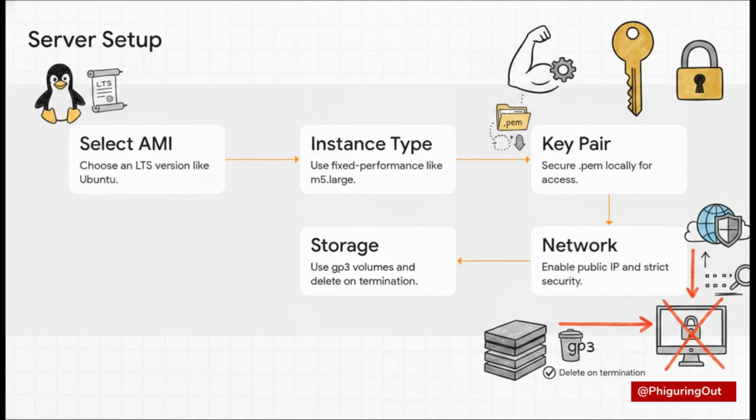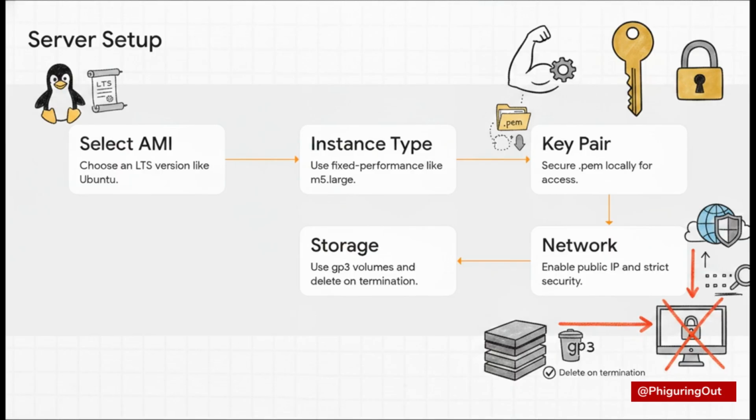When you're launching in the AWS console, please do not just blindly click Next on the default settings. You want to build a tailored setup. First, select a stable, long-term support OS like Ubuntu or Amazon Linux. Number 2, pick a fixed performance instance like an M5.large so you don't get hit with unexpected CPU throttling. Third, download and secure your RSA key pair locally.